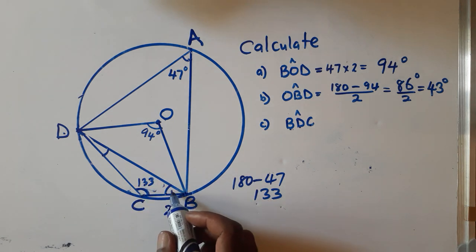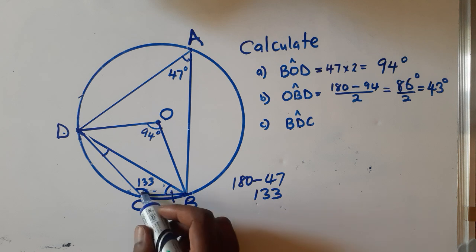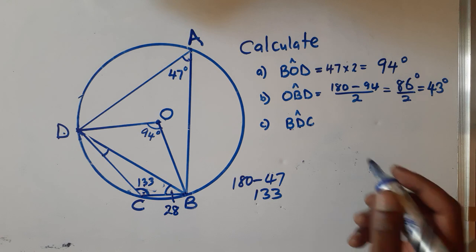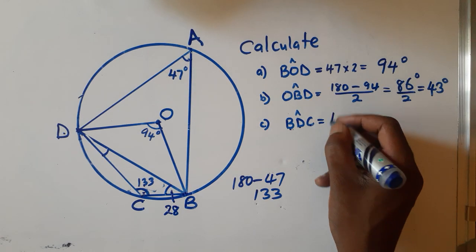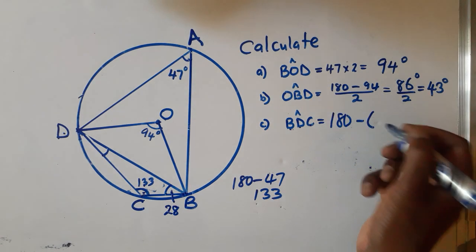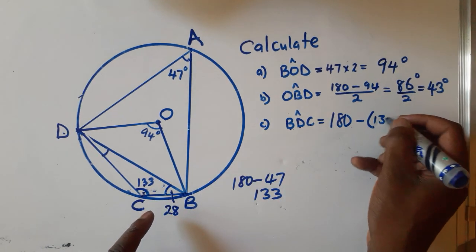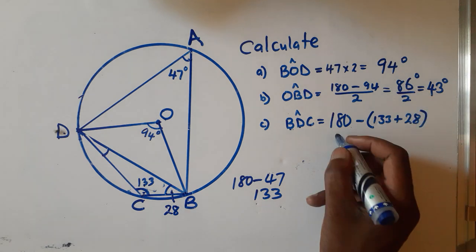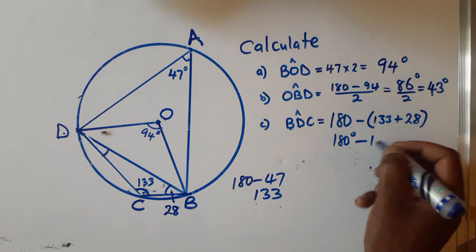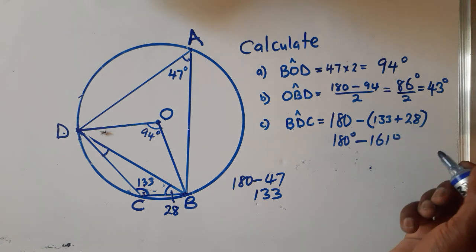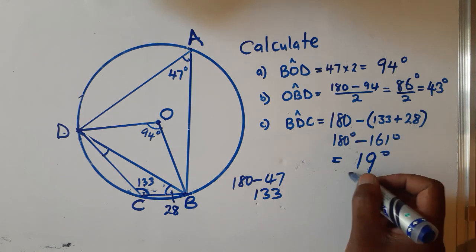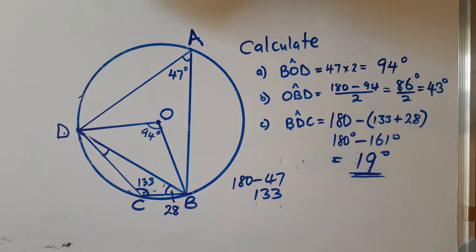After we have known what this angle is, we have two angles in a triangle. So we can add this angle to this one. We say now 180 minus these two angles when we add them together, plus 28. I'll put them in brackets. So we have 180 degrees minus 160. What are we going to get? 19. This is what is going to be our answer. It was as simple as that.